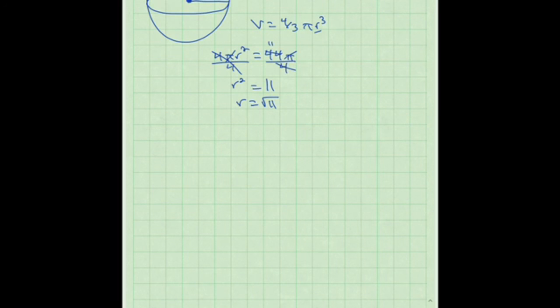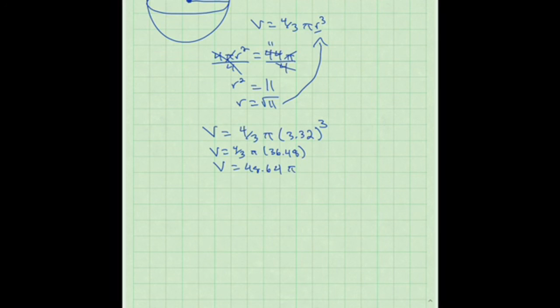Now we can find volume by plugging this in. So volume equals 4/3 pi, and then the square root of 11 is about 3.32, and then we can cube that, which gives us 4/3 pi 36.48, and then we can multiply that by 4/3, which is about 48.64 pi, or 153.286. So pretty cool stuff.